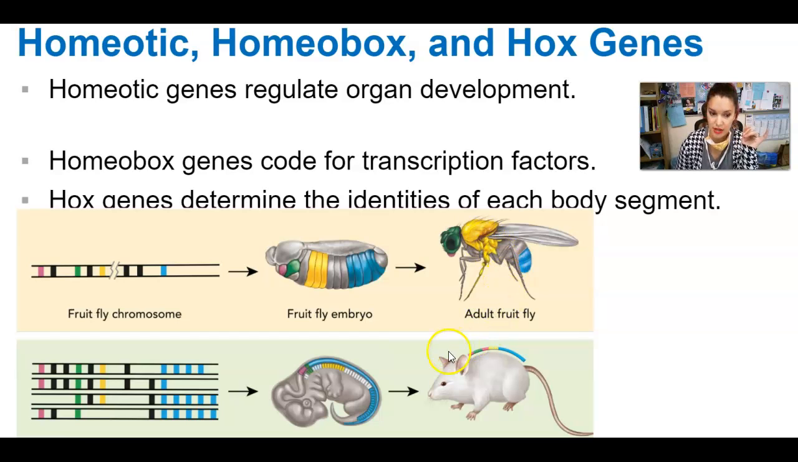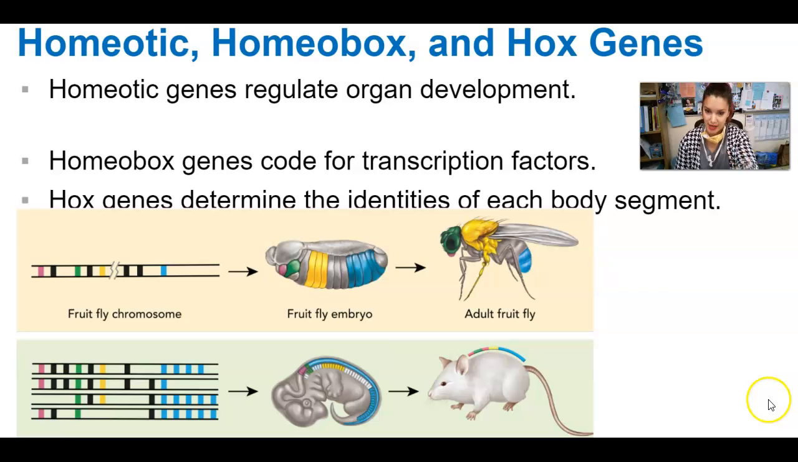Hox genes are pretty cool. They help to determine, like on a fruit fly embryo, what develops into the wings, where the wings attach, and what develops into the thorax. And same thing with an adult mouse, like where is the tail going to go? Without Hox genes, there could be a wing coming out of the forehead of an animal or whatever. So Hox genes are what determine the body segments.